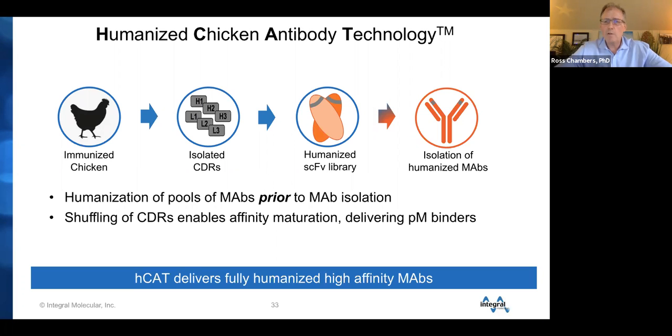Now, an inevitable consequence of doing this is that the CDRs get shuffled. And we discovered, somewhat unexpectedly, that this shuffling of CDRs actually enables affinity maturation of the antibodies, and picomolar binders are routinely isolated from these kinds of libraries.